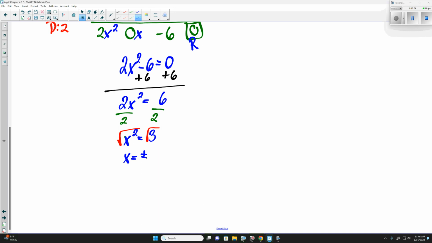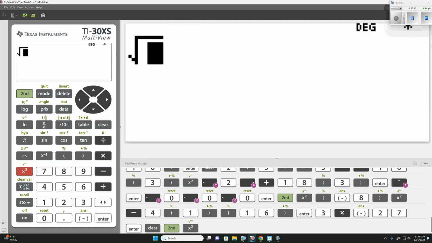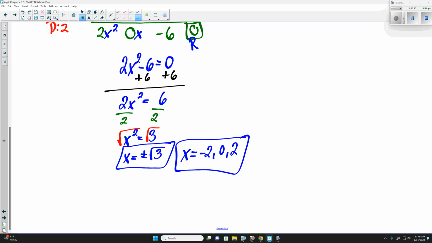Square root of x squared is x equals plus or minus the square root of 3. Simplify radicals will simplify for us, and if we plug in the square root of 3, it tells us it is the square root of 3. So it doesn't reduce, which means it's just plus or minus the square root of 3. So we do have those two solutions there, and we still have our -2, 0, and 2. So for this problem here, we have a total of 5 solutions.